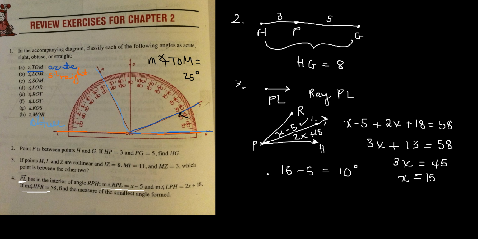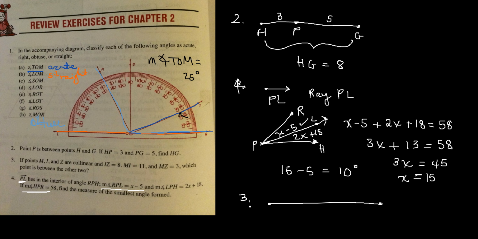And oops, did I skip 3? I skipped 3. I went right on to 4. This was 4. Okay, let's look at 3 real quick. Might be really easy. M, I, and Z are collinear. So this is like the first one. That means they lie on the same line if they're collinear.